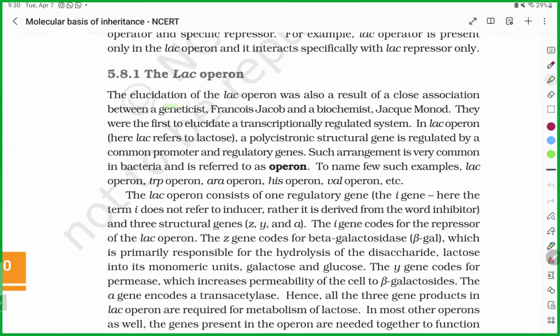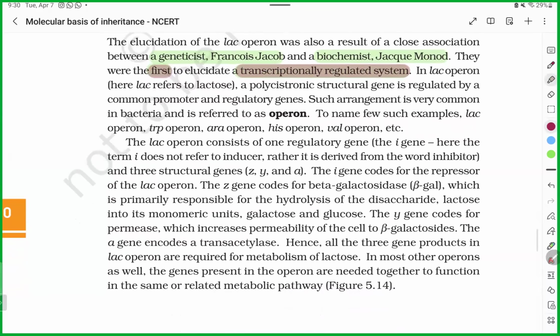Lac operon was explained by geneticist Jacob and chemist Monod. They were the first to explain a transcriptionally regulated system, how transcription is explained and how it is regulated. First one: in lac operon, lac stands for lactose. And this lac operon is a polycistronic structural gene regulated by a common promoter and regulatory gene.